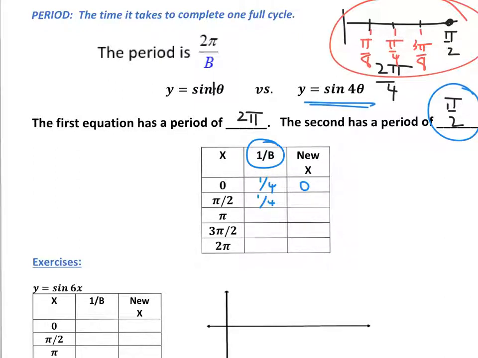Say louder, what'd you get? And what did we have in our chart? Pi over 8, okay? What's pi times 1/4? Pi over 4, and I believe that was our middle value. And then 3 pi over 2 times 1 over 4 is 3 pi over 8. So far it's working with our graph above. And then 2 pi times 1/4.